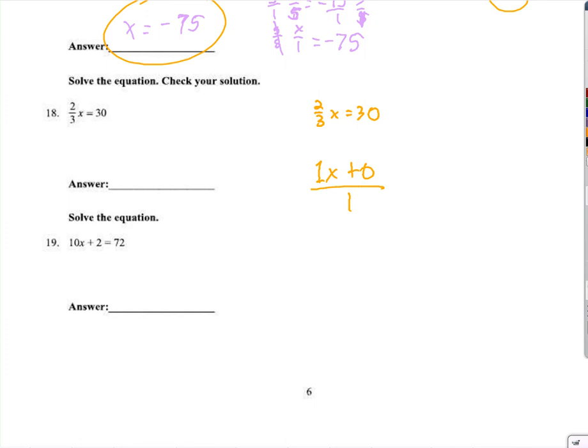We want to cancel, quote, cancel everything until we have a 1 times an x and nothing added and nothing subtracted. Okay. So how do I cancel out this 2/3? I multiply it by 3/2. I get 6 over 6. 6 divided by 6 is 1. I get 1x. Right? 6 over 6 times x is 1 times x. So over here, I will multiply this by also 3/2, the reciprocal of 2/3. 2 cancels with 30, that leaves us with 15. 15 times 3 is 45. X is 45. Okay? This equation here.